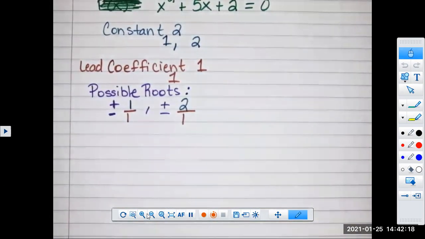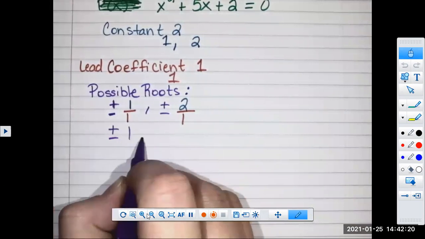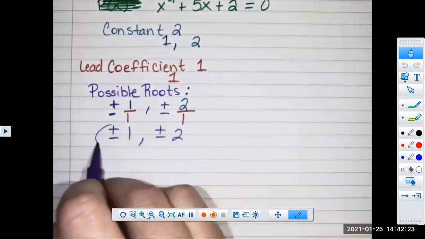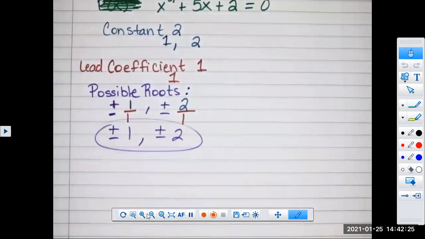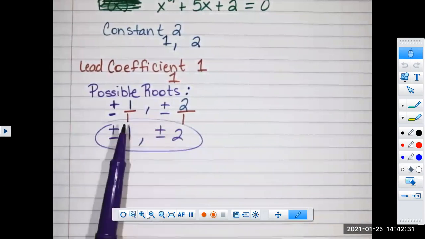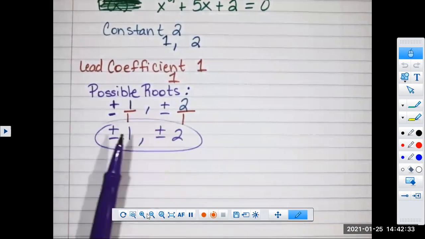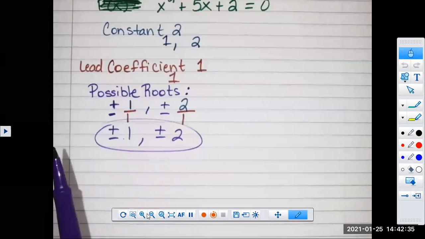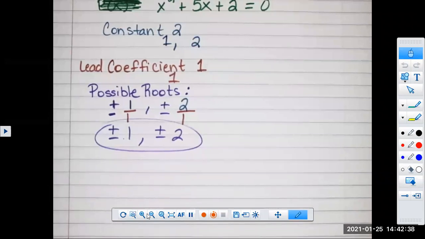And of course, you can simplify that. So that'll just be positive, negative 1. That'll be positive, negative 2. And the reason that they call it rational roots theorem is because when you do this, you're either going to get whole numbers like we did, or you're going to be left with fractions. And those are the numbers that make up the rational system, whole numbers and fractions.